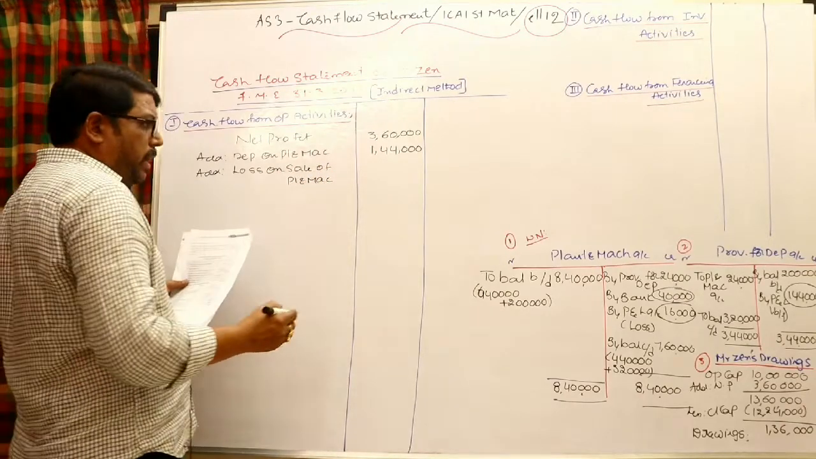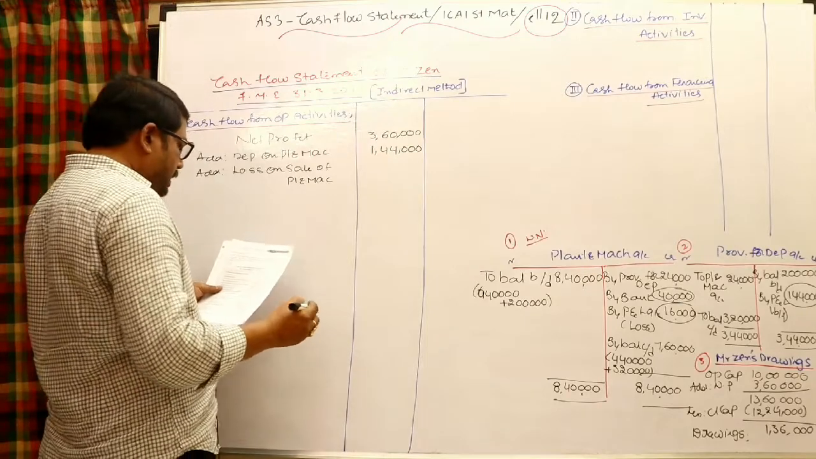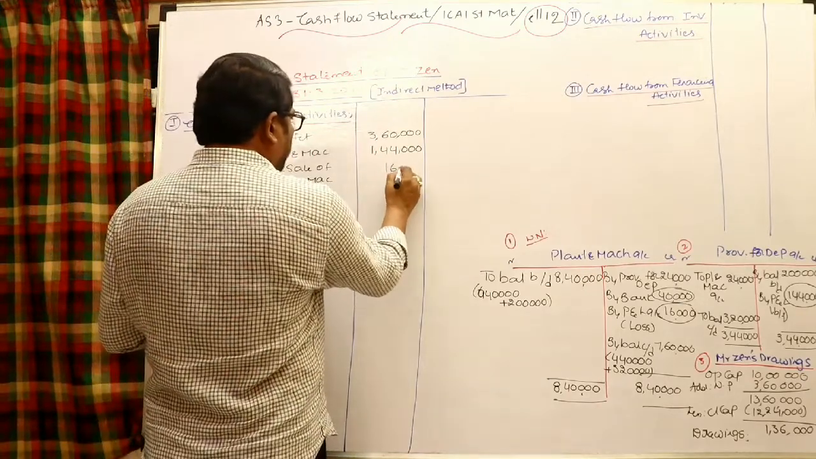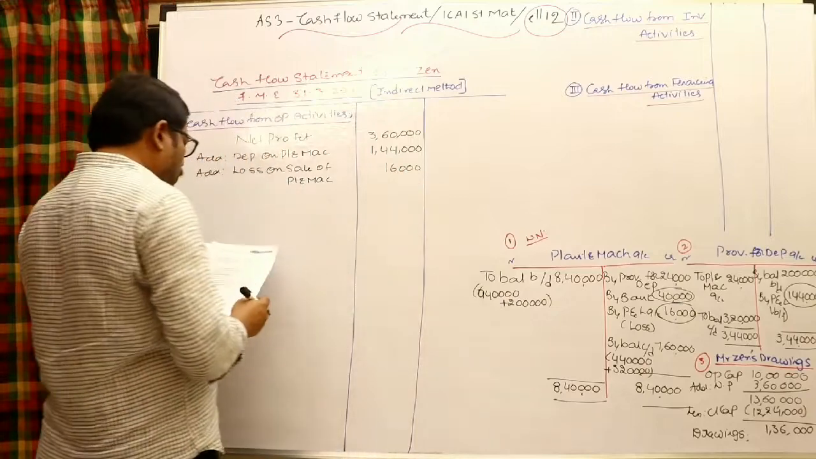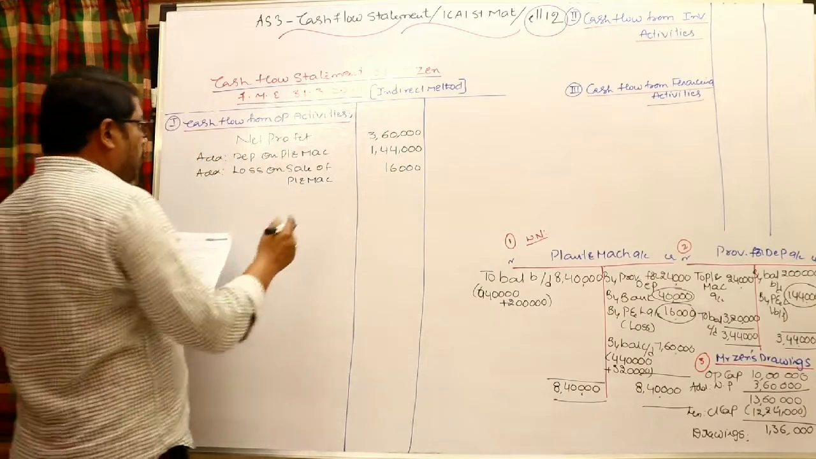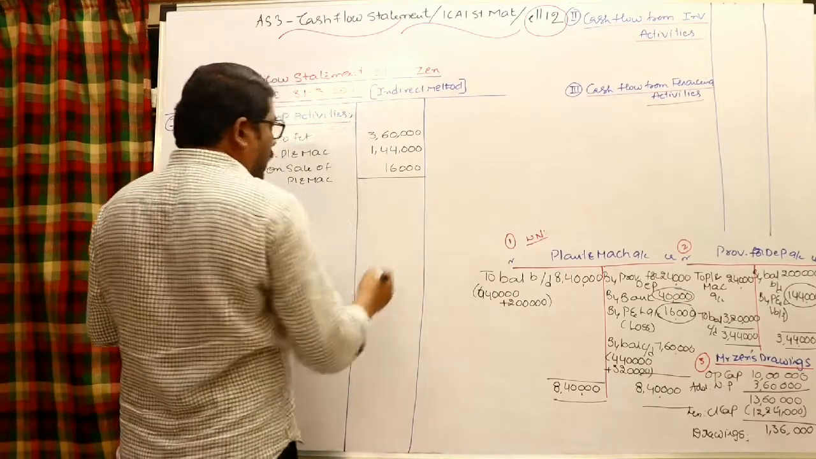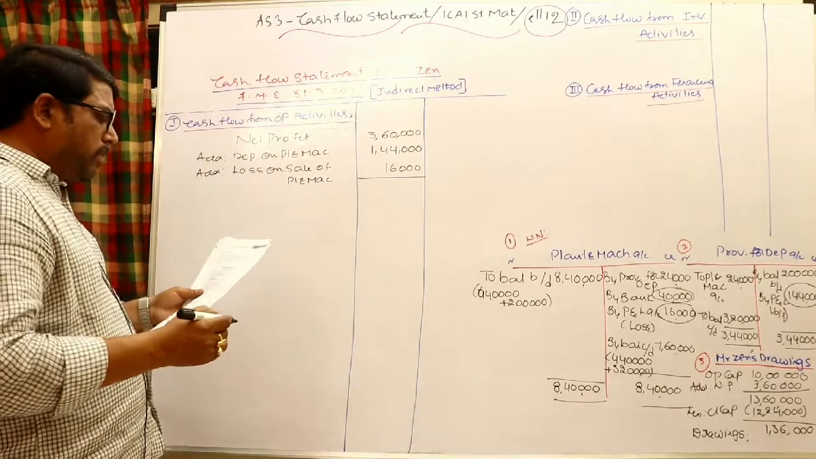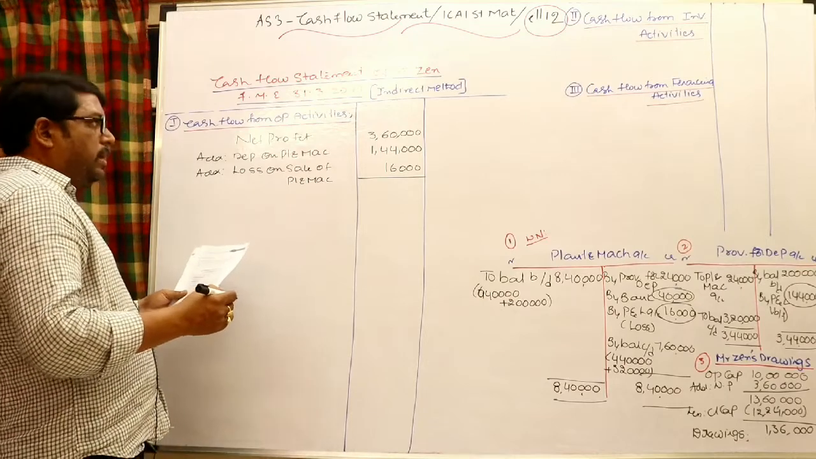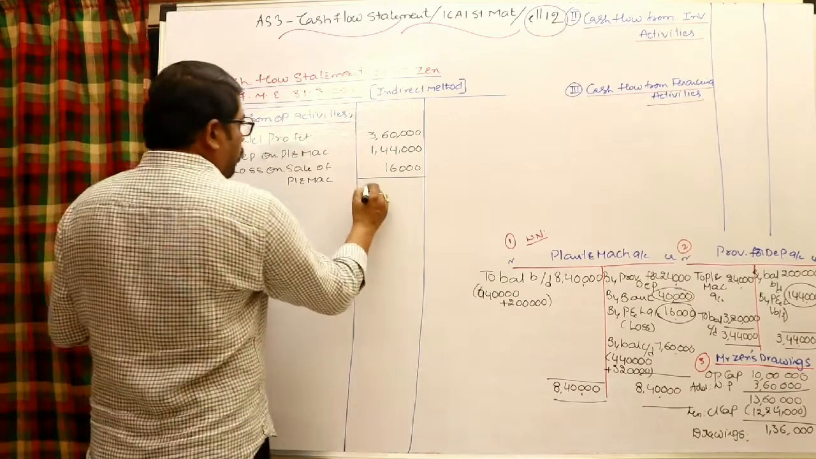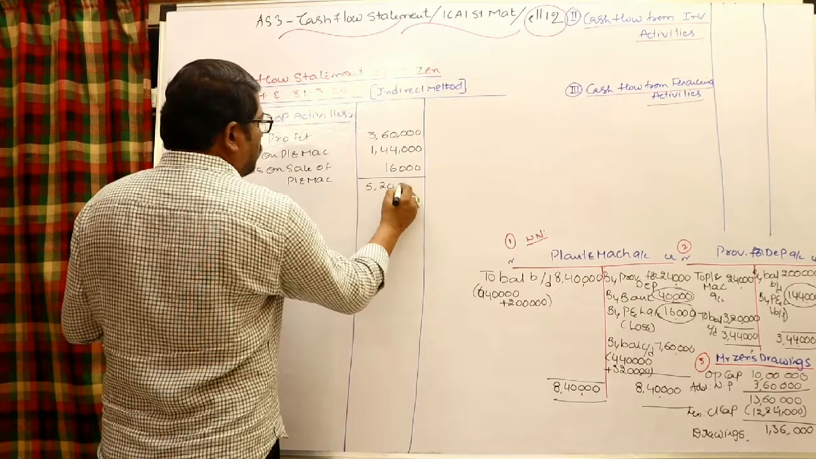Loss on sale of plant and machinery, that is 16,000. And of course, here we can say no more items to write here. The resulting amount we can say is cash flow from operating activities before working capital change. Therefore, here we can say the total is 5,20,000.